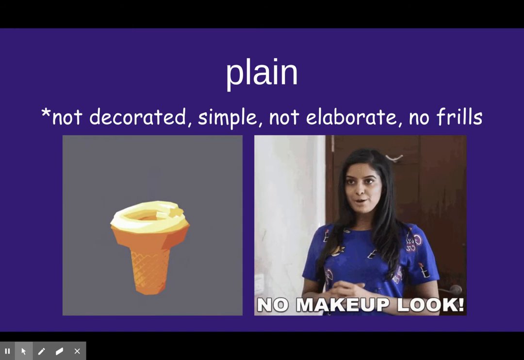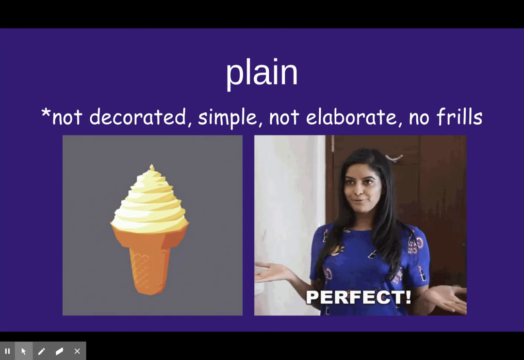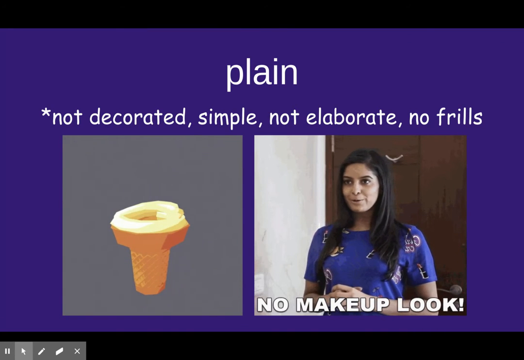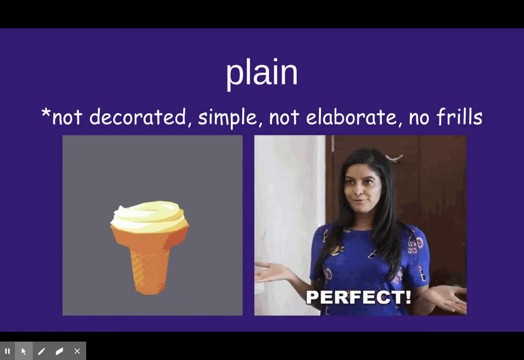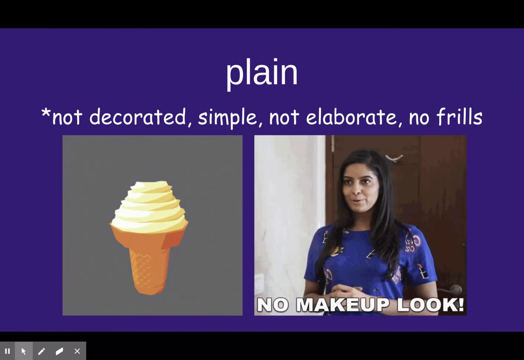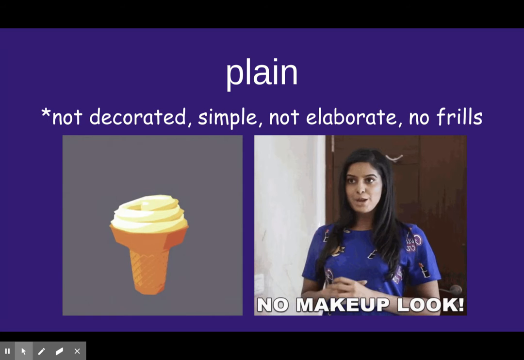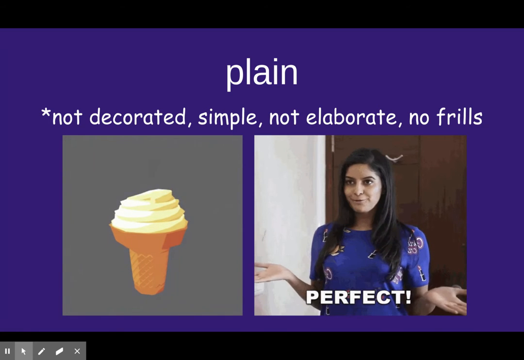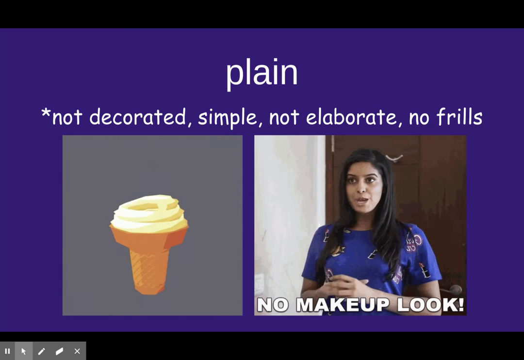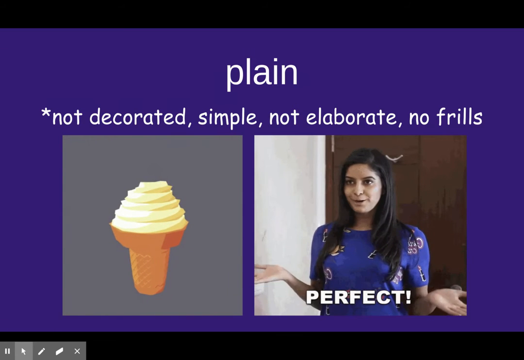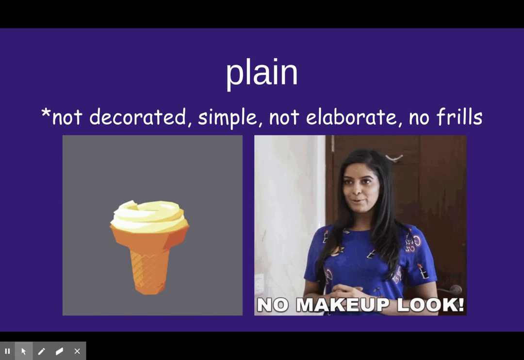The next one is plain. Now, this is not like the plane that goes up in the sky. This is like plain vanilla yogurt. And what it means is not decorated, very simple, not elaborate or ornate or anything added to it, no frills. So they say plain vanilla ice cream is very plain. Did you hear me use that word plain when I said it?